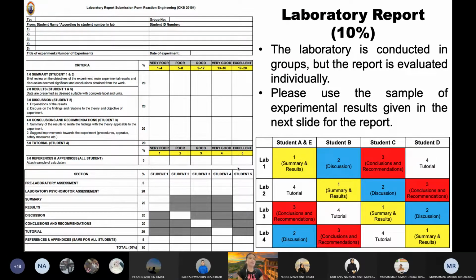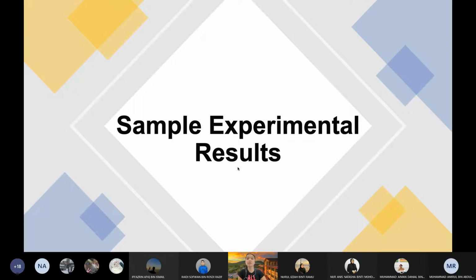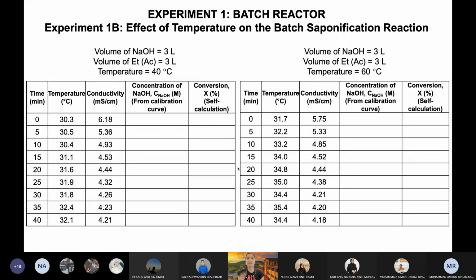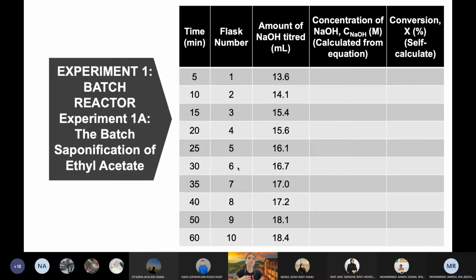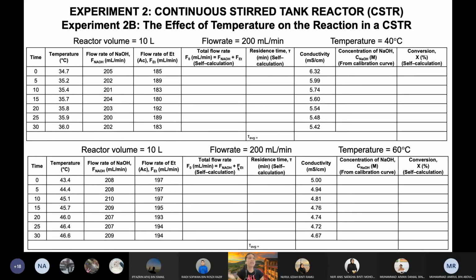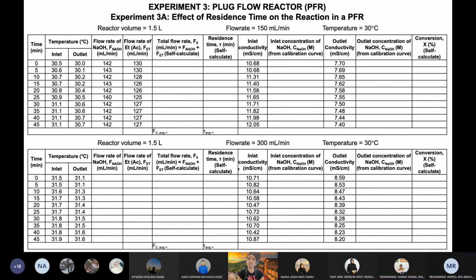Okay, right. So next, since you did not attend the lab physically, I already provided the sample of the experimental result. So please use the sample of the experimental result for your lab report. All the experimental result ni saya dah bagi, dah lengkap. So kamu check, kalau kamu eksperimen 1A, tengok sample result eksperimen 1A. Kalau kamu 1B, check eksperimen 1B. So 2A, 2B, 3A, 3B, eksperimen 4. Okay, please make sure you check.